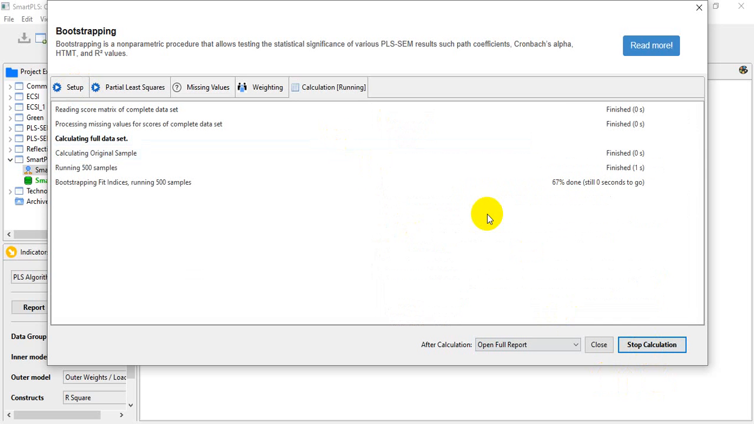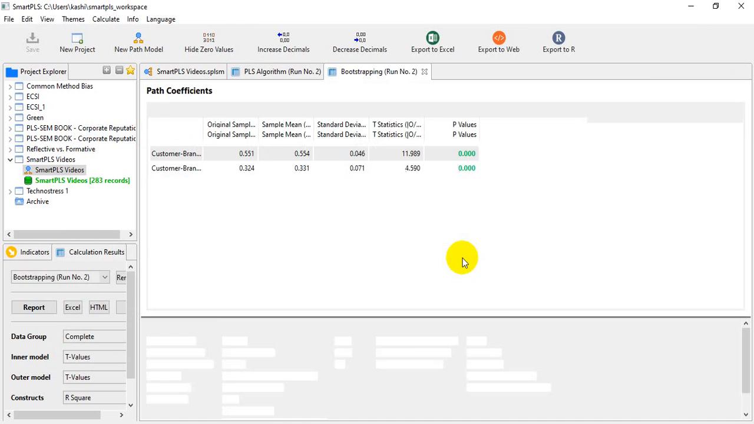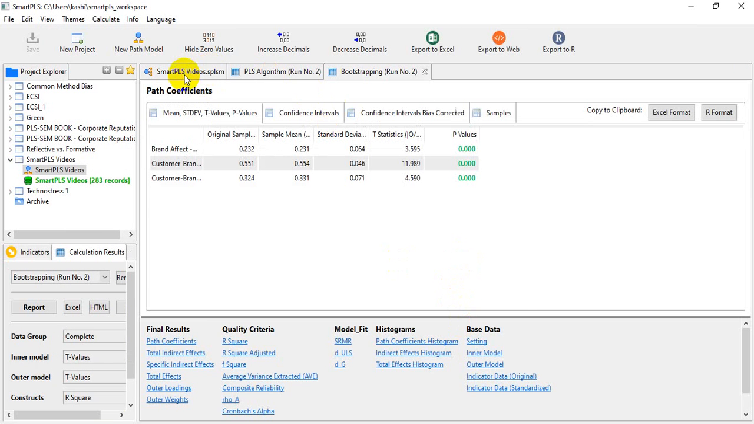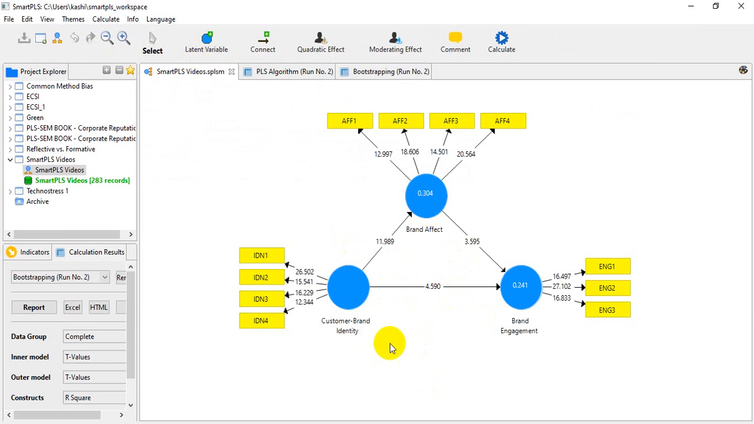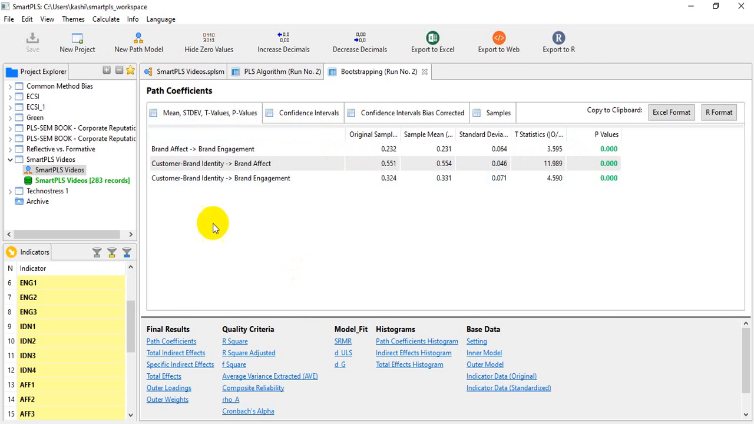Just because I chose a very small subsample, it'll run pretty quick. Okay, so here we see the structural model results, in which essentially we'll be checking whether brand effect mediates the relationship between customer brand identity and brand engagement. Here we see the path coefficients, which essentially means that the direct relationship between each variable looks to be significant. However, that's not our concern.